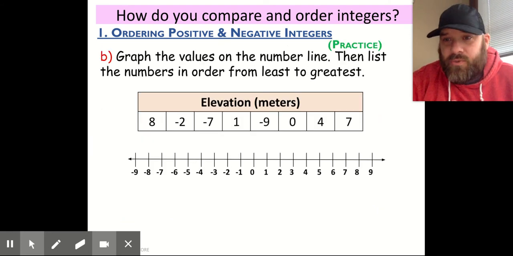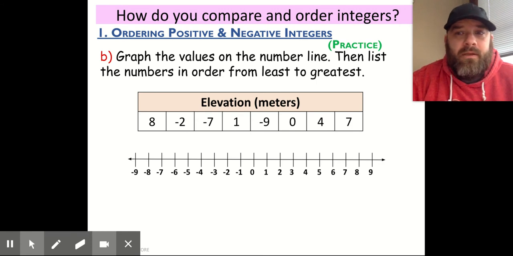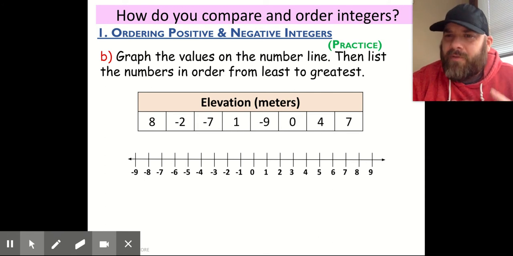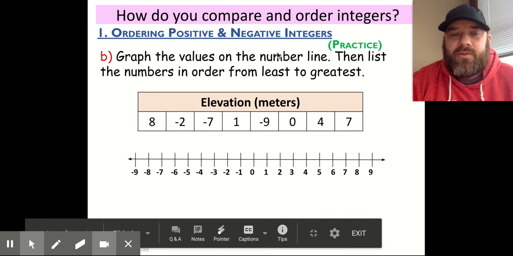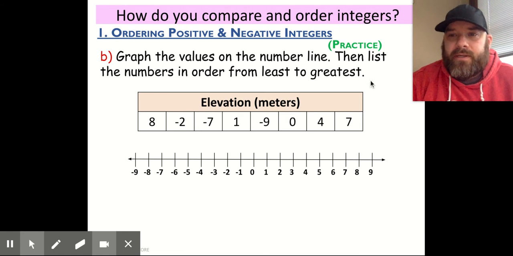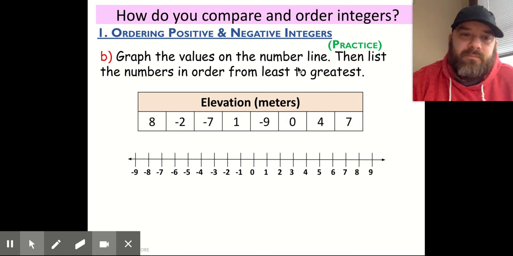So let's go ahead and do it again. You can follow along doing it yourself, or you can just take some mental notes or write it down on a piece of paper, but just follow along and think about what we're doing here. We're going to graph the values on the number line and then list them in order from least to greatest. So least to greatest, smallest to biggest.